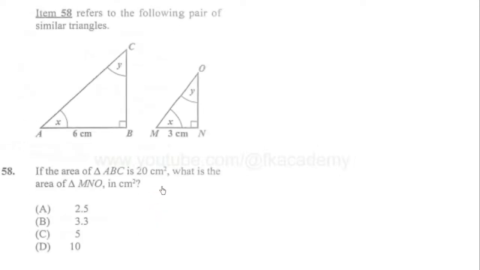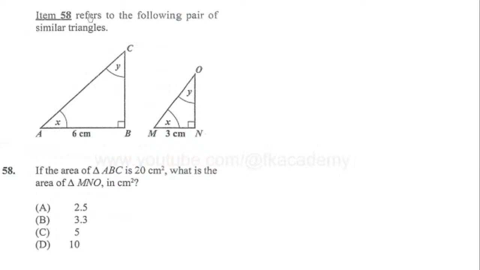Now item 58 refers to the following pair of similar triangles. So these 2 triangles are similar. We want to find the area of triangle MNO, if the area of ABC is 20. So we can see that this has been reduced to obtain this. So we need to first of all determine the scale factor. The scale factor is given by 3/6, which is 1/2.